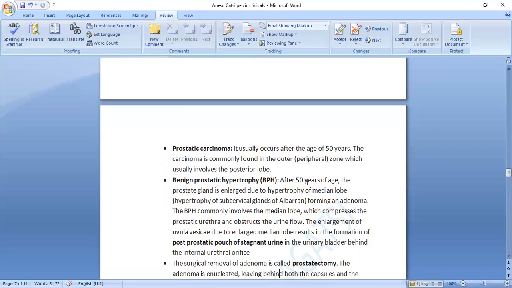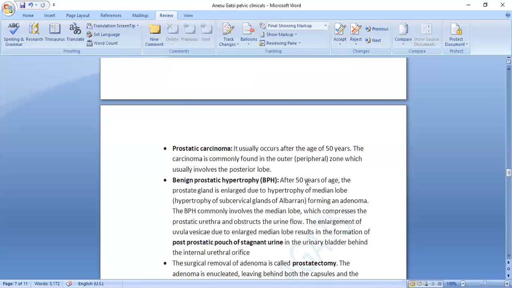So this median lobe will compress the prostatic urethra and obstruct urinary flow. Remember that the transitional zone encompasses the superior portion of the urethra. So if the median lobe is compressing the urethra, you're probably going to have stagnation of urine flow, that is urine that is moving from the bladder.